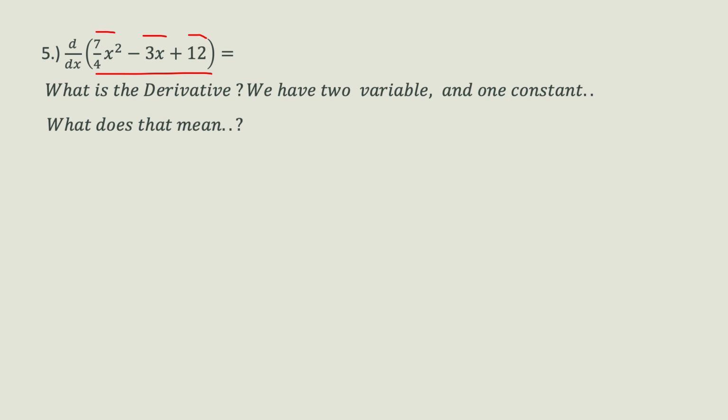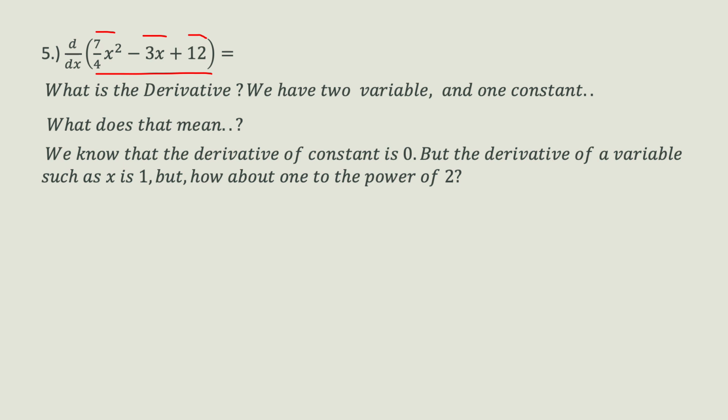We know the derivative of a constant is 0, but the derivative of x is 1. But what about the derivative of a power of something such as x squared? I'm not sure we've encountered this before, but we'll solve this. For a variable to a power, we can use what is known as the power rule. We'll talk in more detail about the power rule in following problems or following videos.